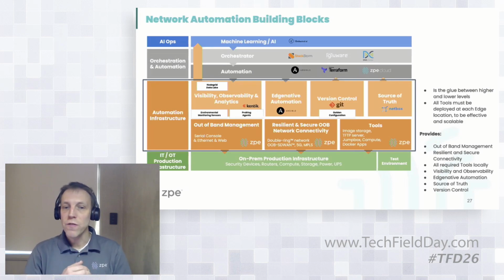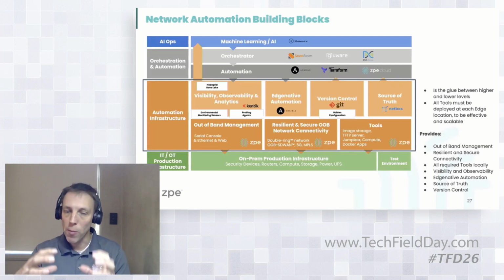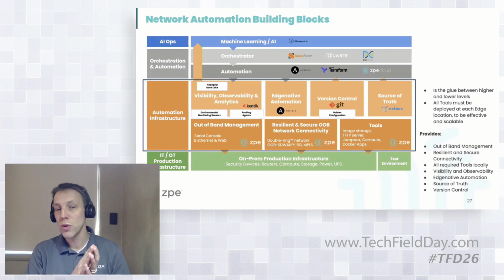The automation infrastructure really acts as a glue between the higher layers and the lower layers. It combines the two and builds that entire infrastructure. The building blocks of the automation infrastructure are really the tools which must be deployed in pretty much any environment if you want to be successful with automation in some shape or form.